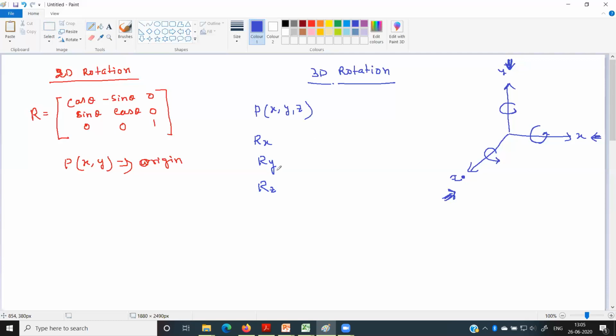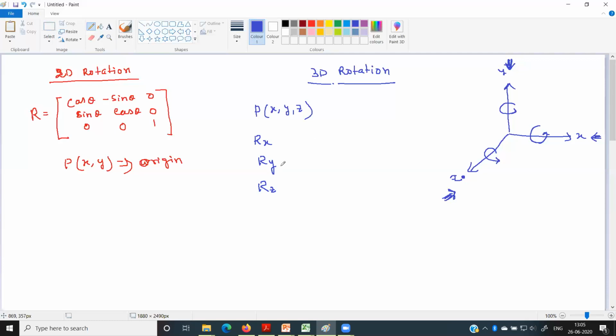If you observe the rotation along y axis, that means the value of y will not change, only the value of x and z will change. That means the rotation will be performed in xz plane. Similarly, if you observe the rotation along z axis, that means the value of z will not change, only the value of y and x will change. So this is called the rotation in xy plane.